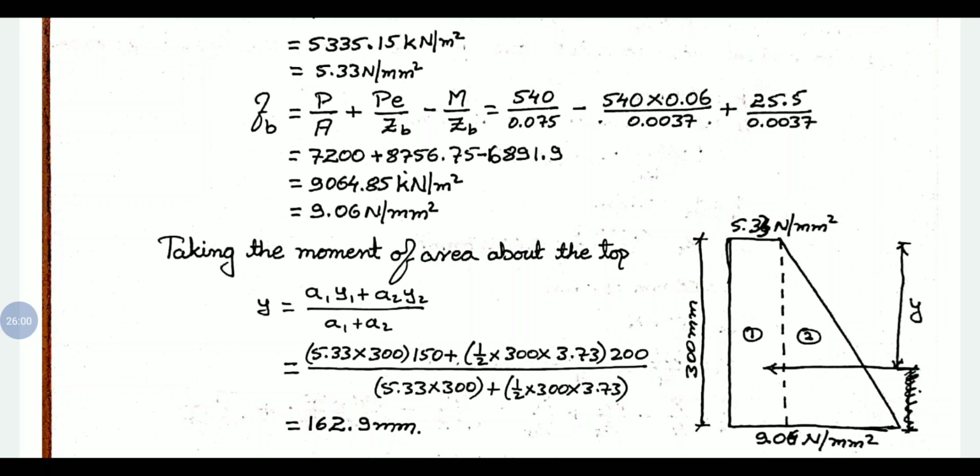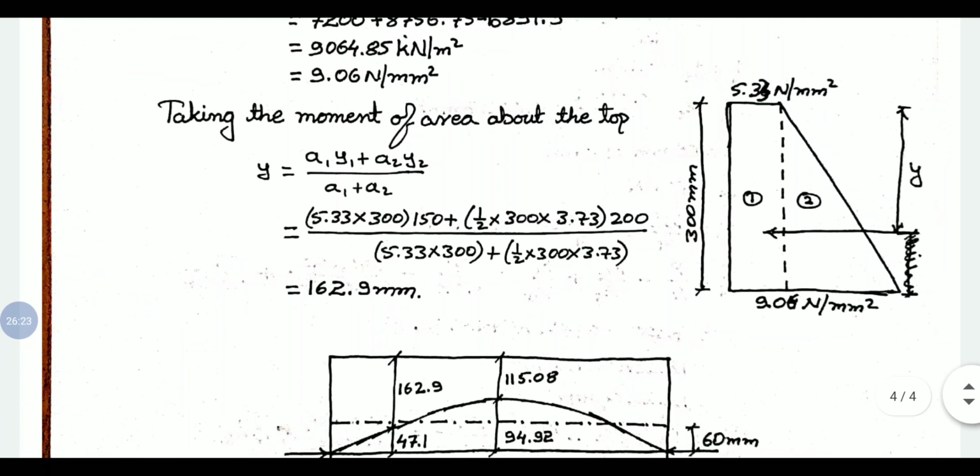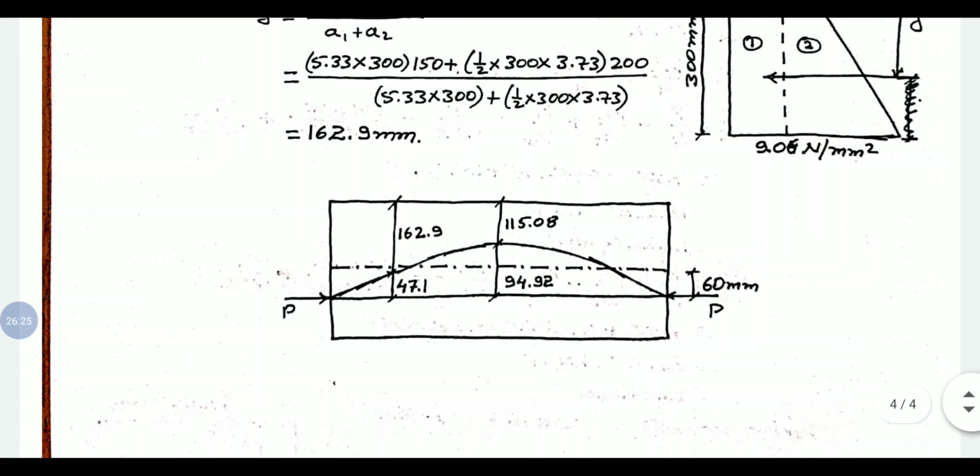So again, moment of area about the top. Remember, we are calculating the centroidal distance from the top. Again it is a trapezoid shape, split into a rectangle and a triangle. Calculate the centroidal distance from the top. We have got 162.9 mm. So if you observe the figure, the values we have calculated for the centroid of the resultant stress distribution diagrams are from the top.